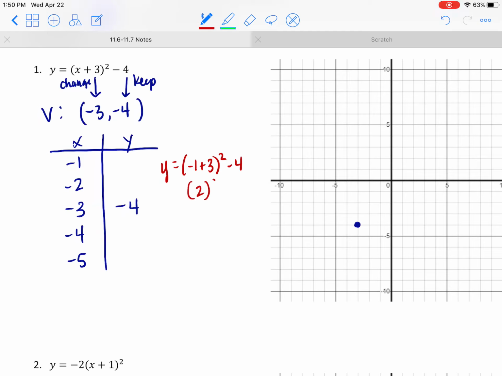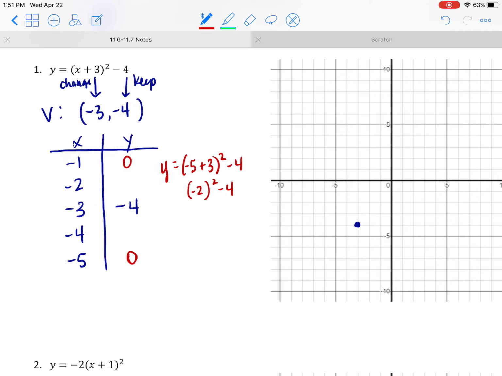So I'm going to plug in -1. If I plug in -1, I'm at -1 plus 3 squared minus 4. So that's going to be 2 squared minus 4, or 4 minus 4, which is 0. So I'm going to get a 0 here. And because there's going to be symmetry around the vertex, there's going to have to be a 0 here when I plug in the -5.